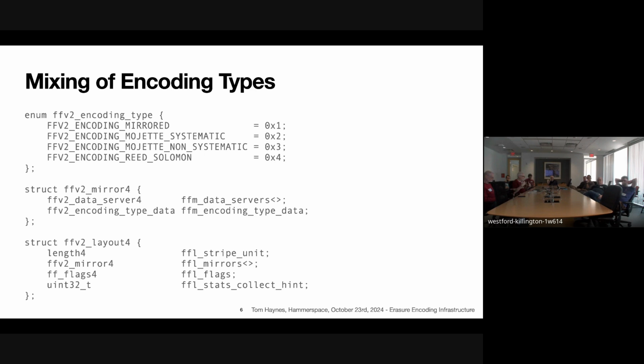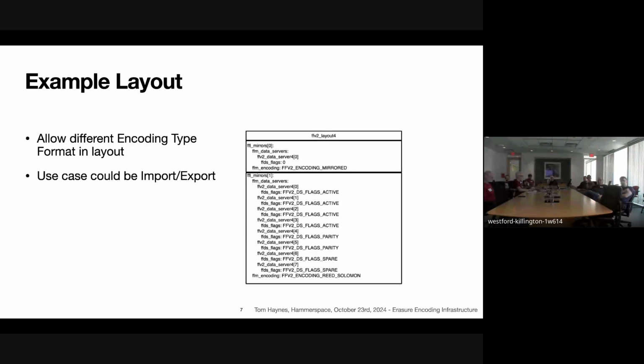So we have a mirror, we have a layout has mirrors, and the mirrors can have an encoding type. One example would be, let's say we're trying to import or export data from a file that's encoded. We've got an old server and we want to bring it in. So we would have some program running on a client that's sucking it in. While it's sucking it in, it's going to read it off of the encoded mirror on mirror zero and write it out to mirror one in this example, so Reed Solomon format.